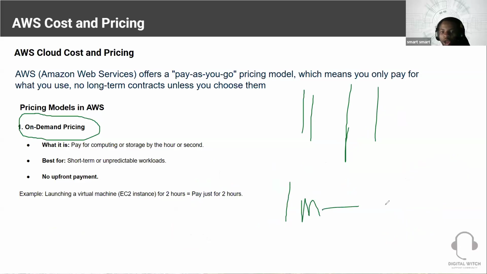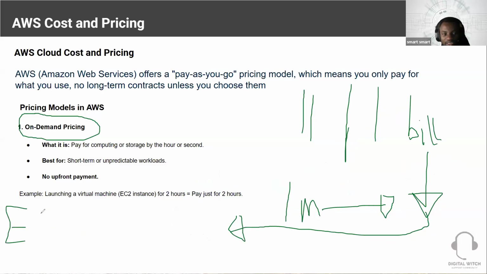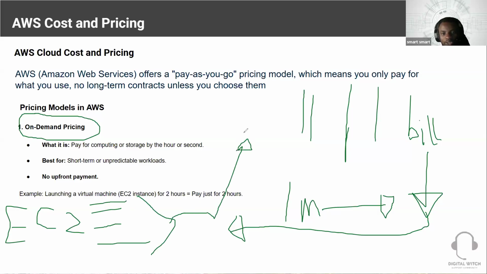at the end of the month, AWS will prepare what? A bill. AWS will prepare a bill and give you, say, this is how you used the EC2 instance this month. So day, 2 hours. So day, 1 hour. So day, this. So day, this. After everything, you will pay for what you used.